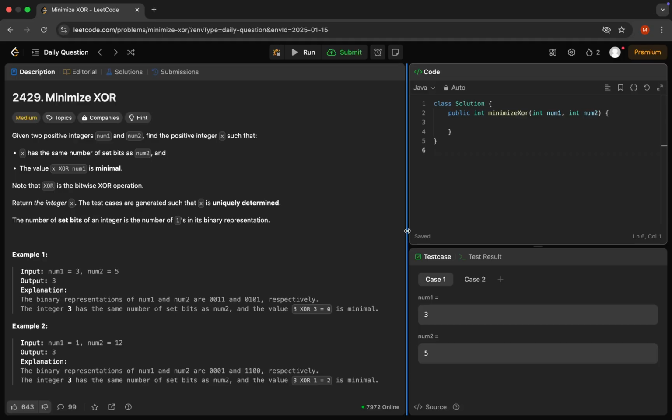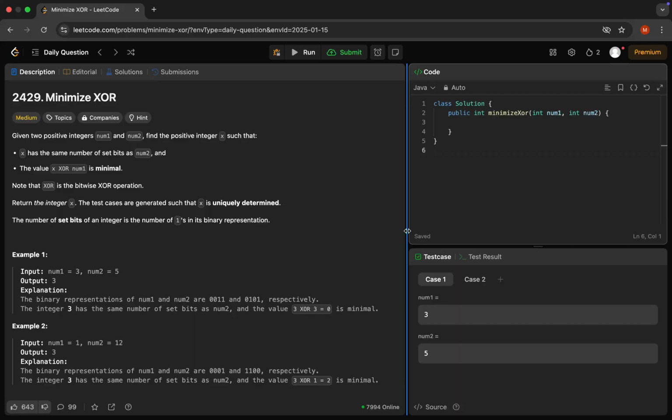Find the positive integer x such that x has the same number of set bits as num2 and the value x XOR num1 is minimal. Note that XOR is the bitwise XOR operation. Return the integer x. The test cases are generated such that x is uniquely determined. The number of set bits of an integer is the number of ones in its binary representation.